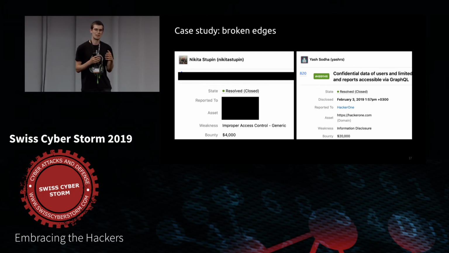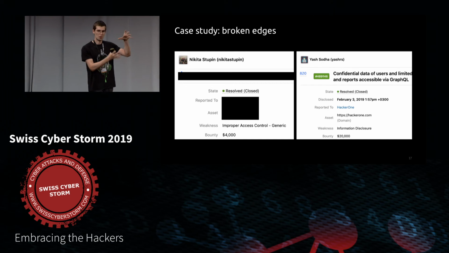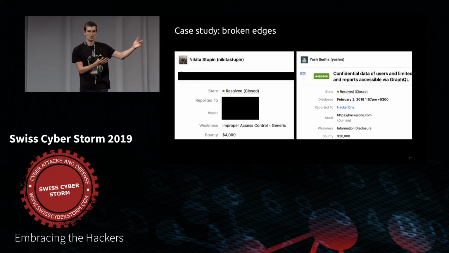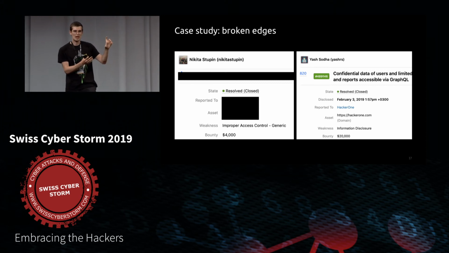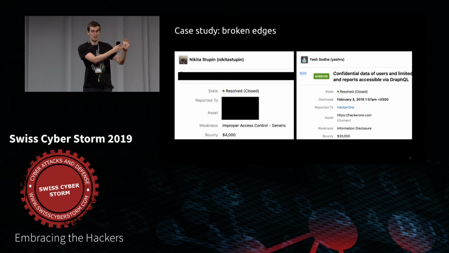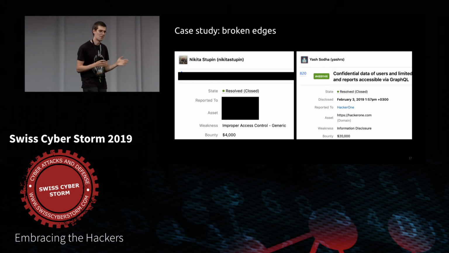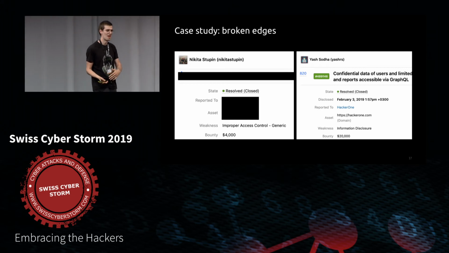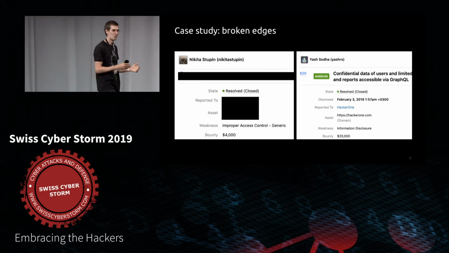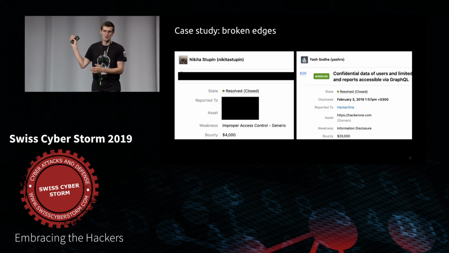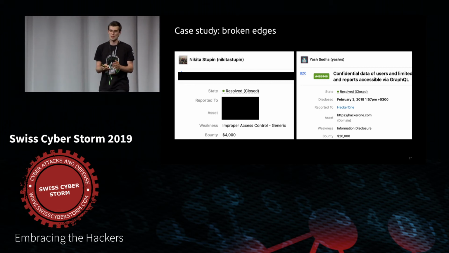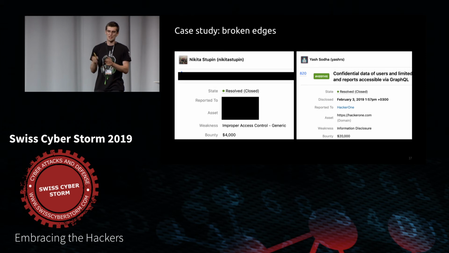As you remember, we have nodes, which are your objects, and edges, which connect those objects. But you can also add some data on the edges, and developers do that. For some reason, they forget to implement access control checks on the edges. For one of these bugs, I got a $4,000 bounty, which is pretty nice. But I can't disclose this report because the company I reported it to does not like to disclose it.